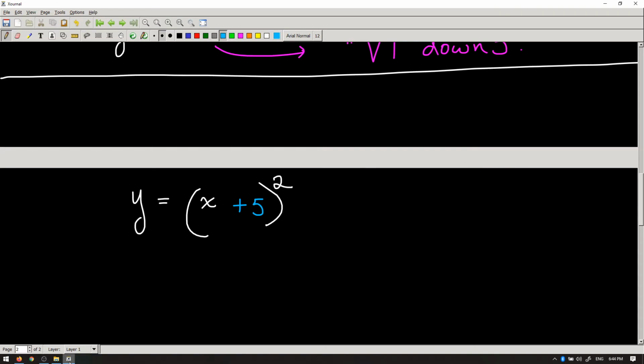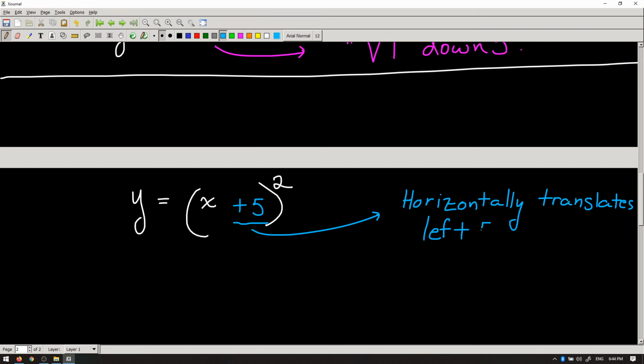So, if we go back to the note, what this does is it horizontally translates left 5 units. Horizontal just means along left or right. I abbreviate it by HT left 5.